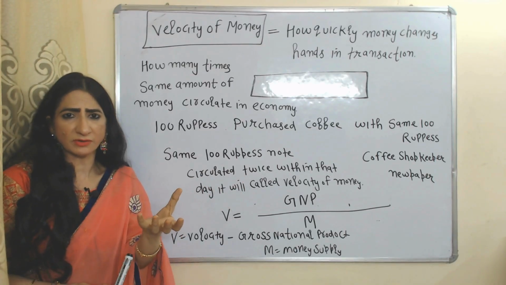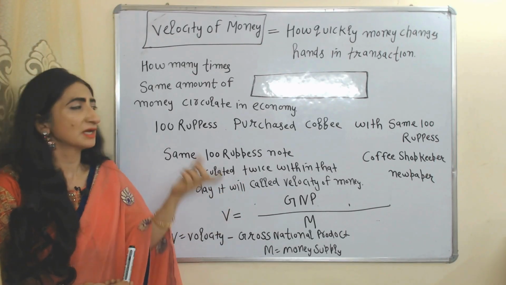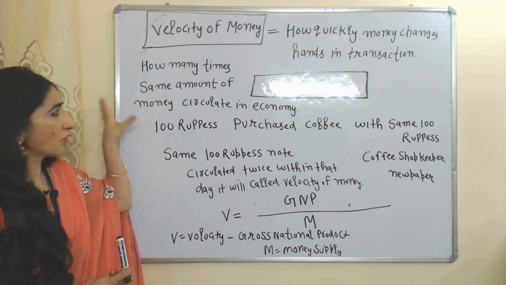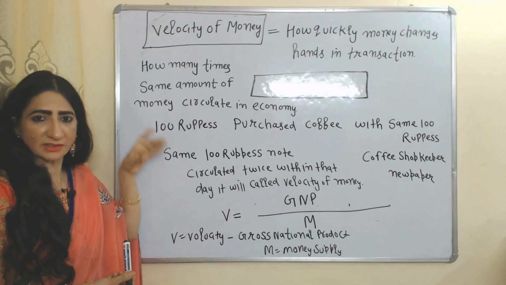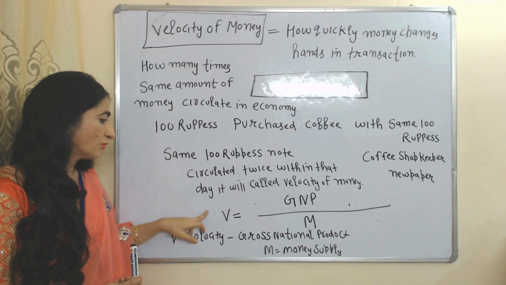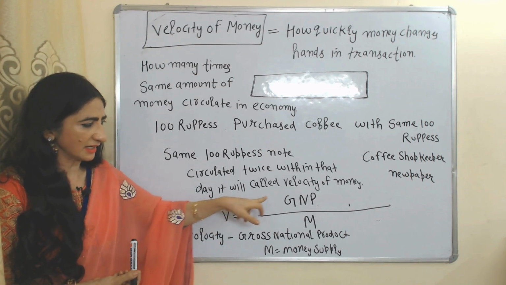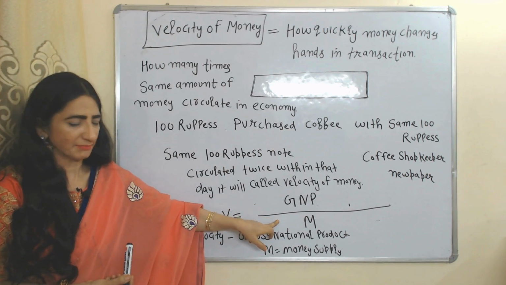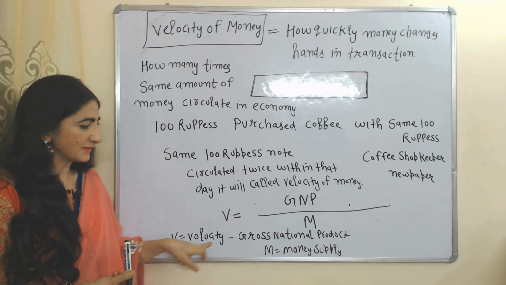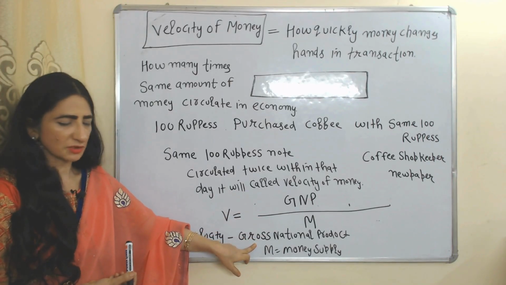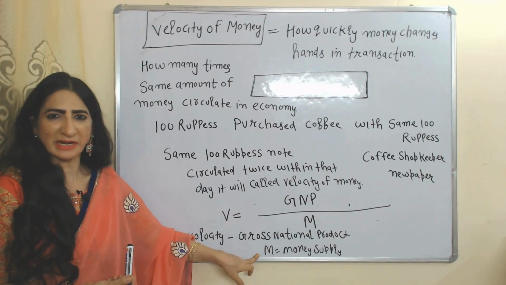This is called the velocity of that 100 rupee note, because velocity of money means how many times the same amount of money circulates in the economy. And the formula for calculating velocity of money is V = GNP / M. Here V is velocity of money, GNP means gross national product, and M is money supply.